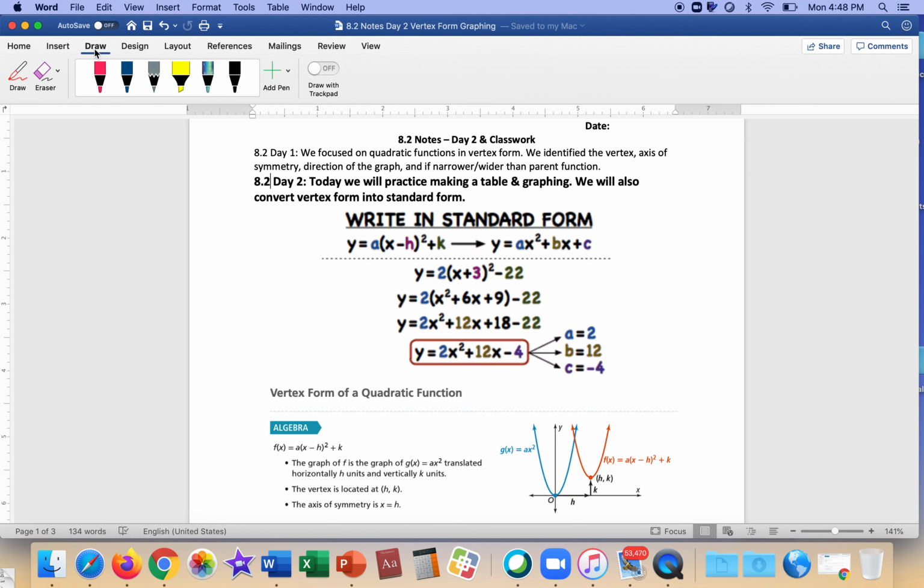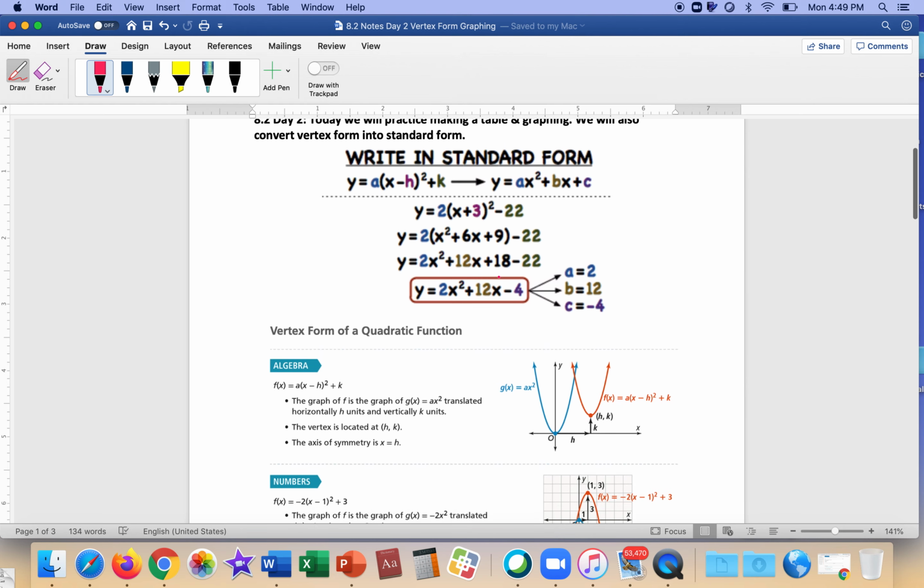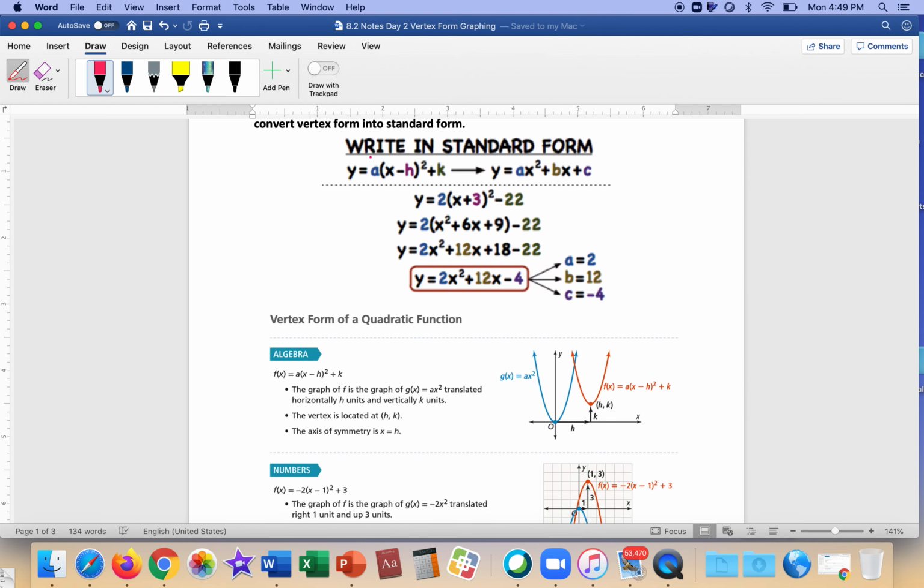Okay, so today what we're going to look at is a continuation of last time. We're still on section 8.2, but we're going to practice doing a few things. One, we're going to practice going from what we call vertex form, because when you look at it, you can see the vertex, and then going to standard form, right? Notice they're different.